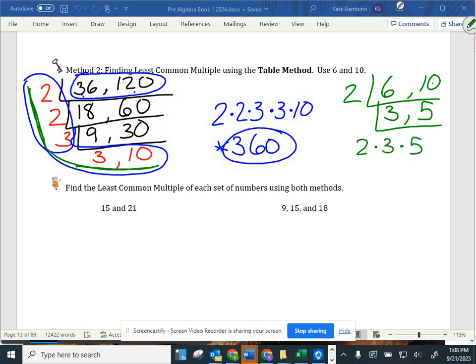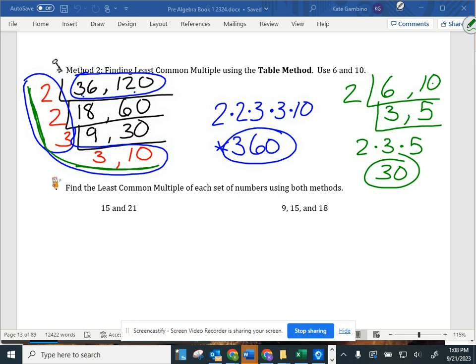2 times 3 is 6. 6 times 5 is 30. So when we did it up top by listing out our multiples, we circled that the lowest multiple that they shared was 30. We could do it with our table method without having to list all those multiples out.